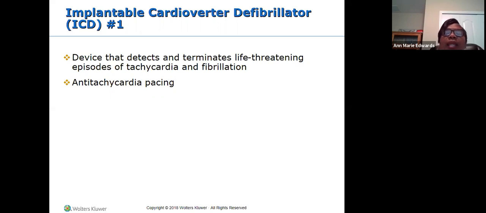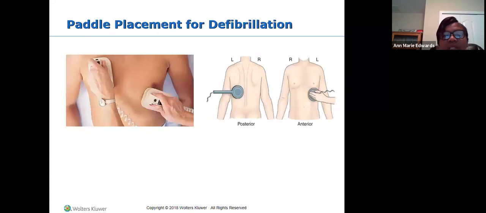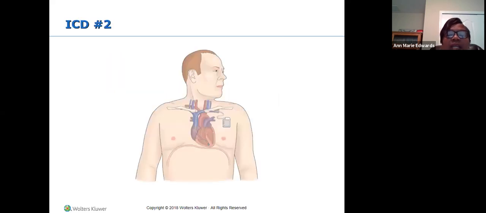We also have an implantable cardioverter defibrillator. Okay, we looked first at our external defibrillator when we discussed this just now. But now we're going to look at our implantable cardioverter defibrillator. This is a device that detects and terminates life-threatening episodes of tachycardia and fibrillation. Okay. And here you see in this picture the implanted cardioverter defibrillator. That's what you're looking at right there.